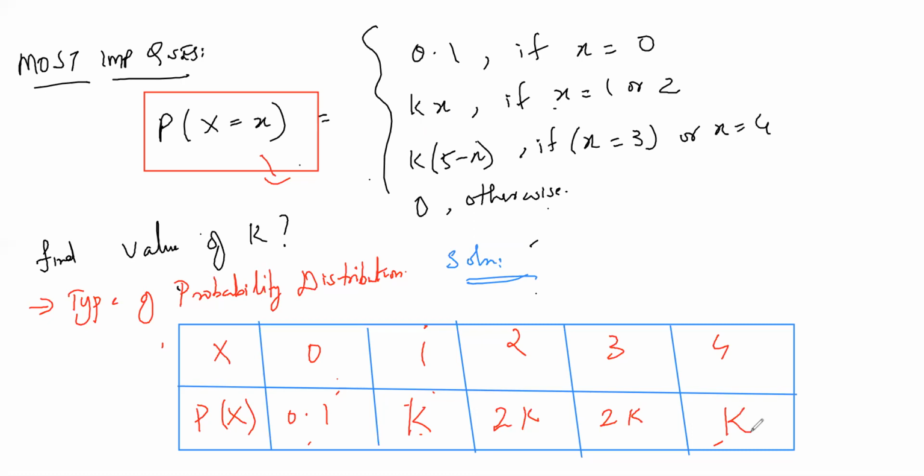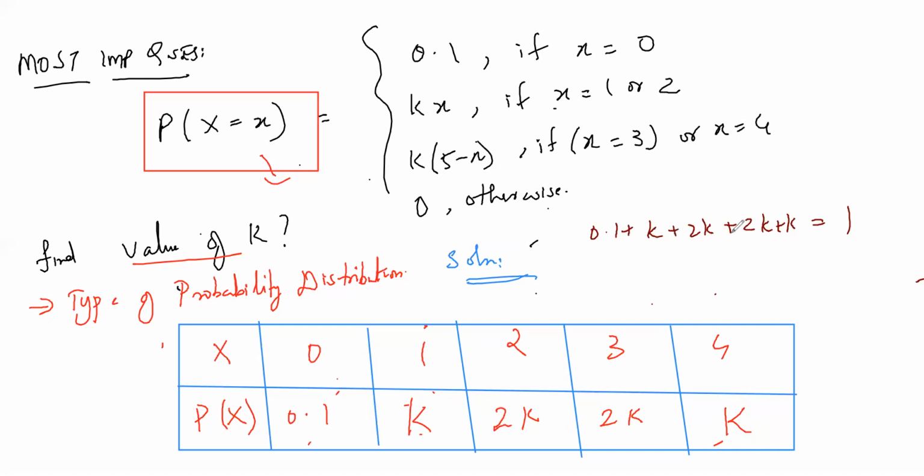So, they're telling us to find the value of k. How do I find the value of k? So, I told that if this distribution is correct, if I add all of these things, it will be equal to 1. So I'll write it here on the top: 0.1 plus k plus 2k plus 2k plus k. From where am I getting these values? I'm just rewriting these things, P of x. Summation of P of x is equal to 1. Correct?